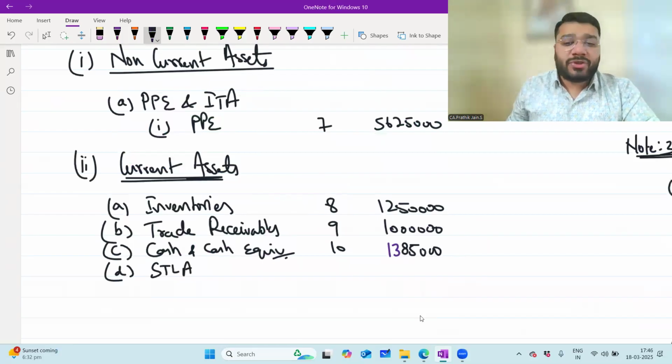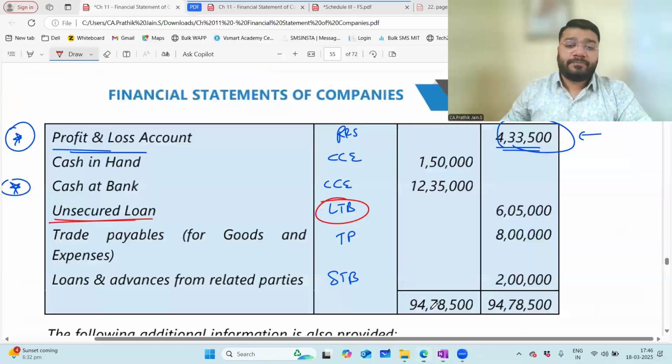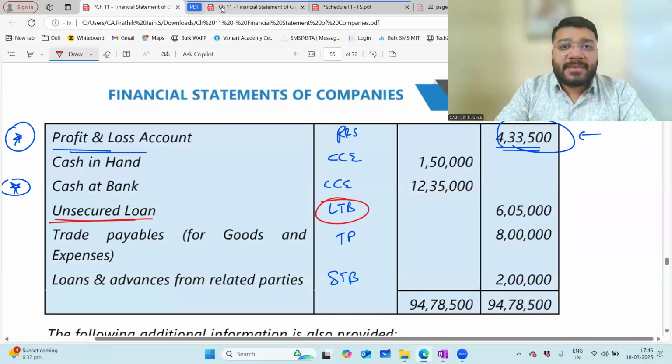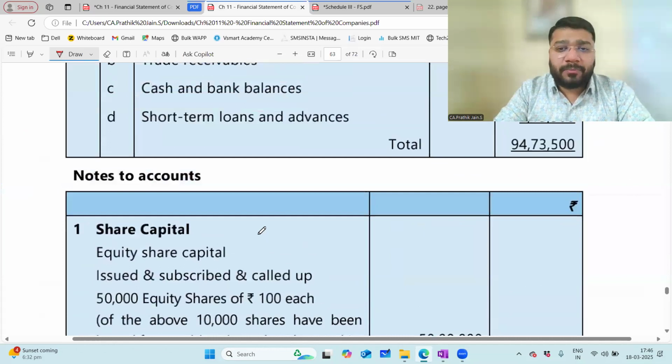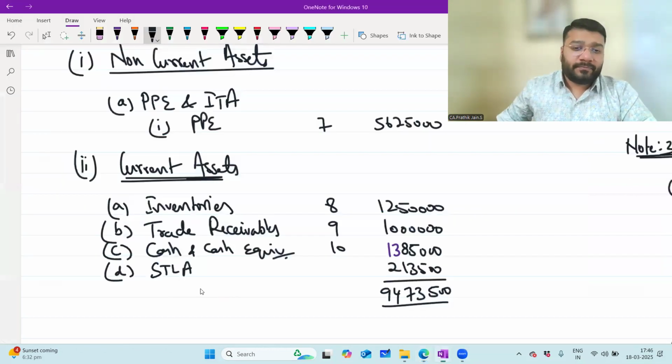Short-term loans and advances, how much? 2,13,500. Total is 73,500. Online people, is it tallying? Please check. Don't copy paste. Please do your own calculation. I'll wait. No problem. Tallied, sir.